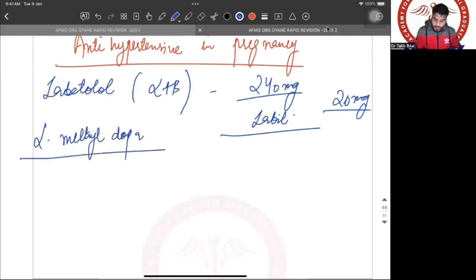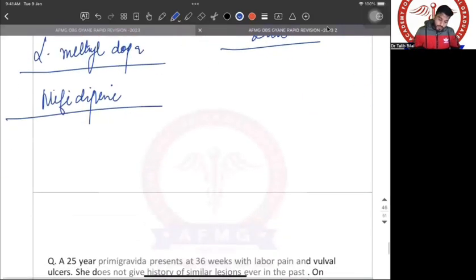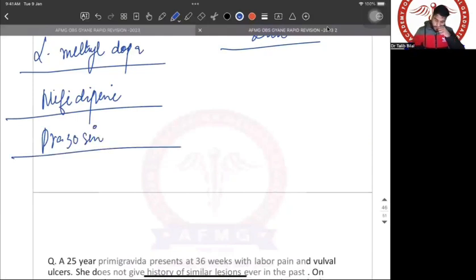Okay, that is a prodrug. Then the third one is a calcium channel blocker, nifedipine. Nifedipine is also the best tocolytic drug. Then we also have the alpha blocker, prazosin. That's safe for hypertension in pregnancy. And also we have hydralazine, an arteriolar dilator.